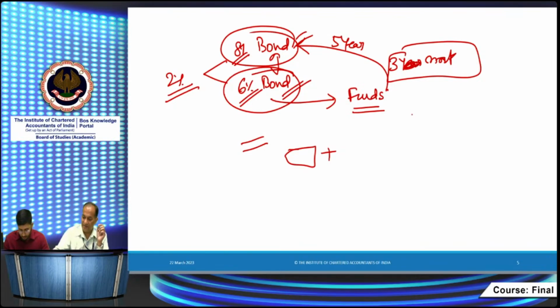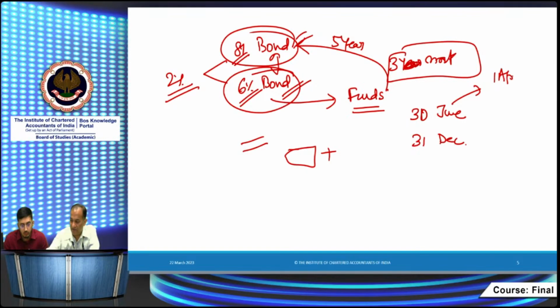I will give you an example. Every bond has a date for its interest payment. Say the interest will be paid on 30th June, if it is payable two times in a year, and the other on 31st December. Now suppose I acquire a bond on, say, 1st April.